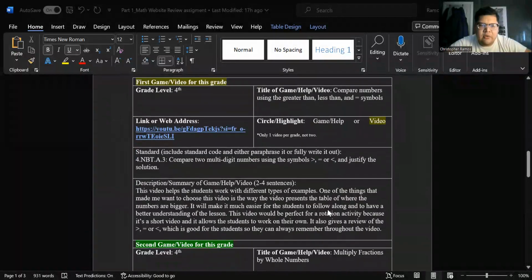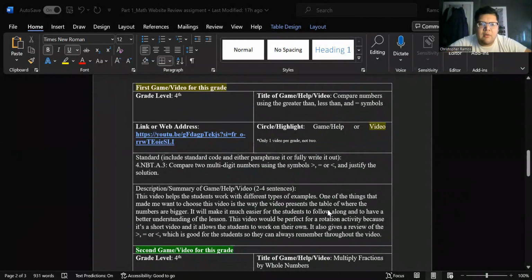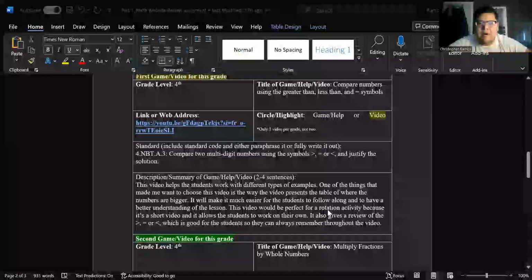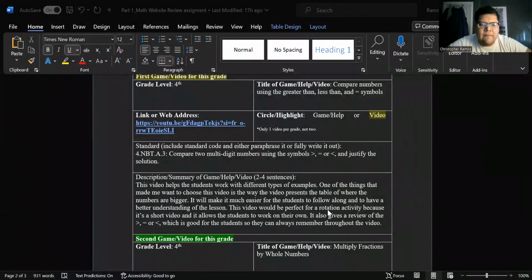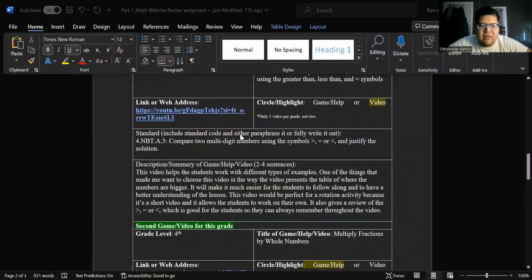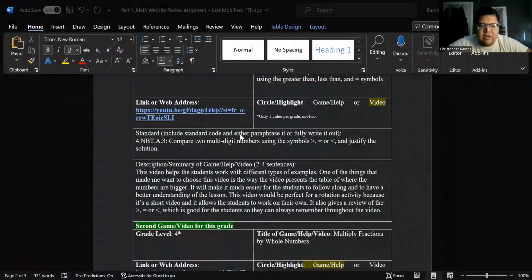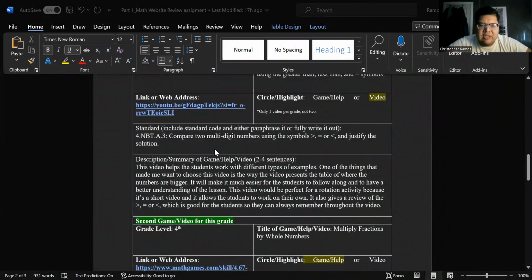The next grade is fourth grade, and what I did for this grade was a video for my first game. The title of the video is Compare Numbers Using the Greater Than, Less Than, and Equal Symbols. What made me want to choose this video was the way it presents the table of greater than, equal, less than, all that. I forgot to mention the standard: compare two multi-digit numbers using the symbols and justify the solution.